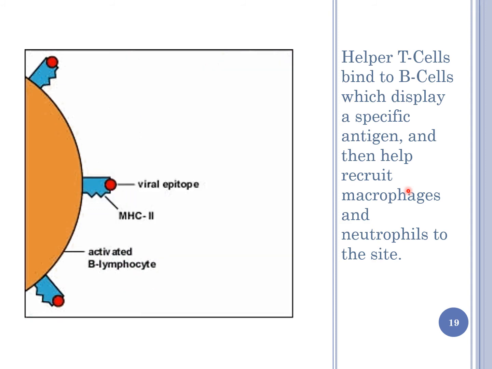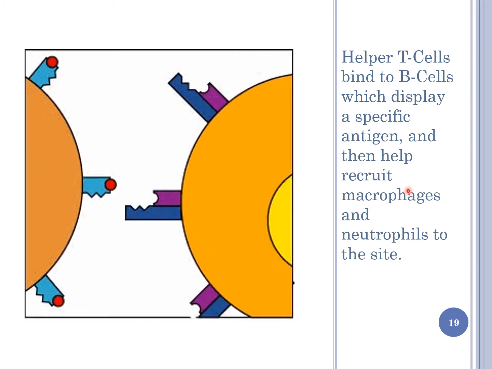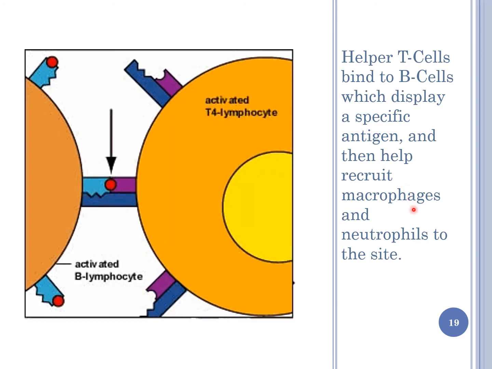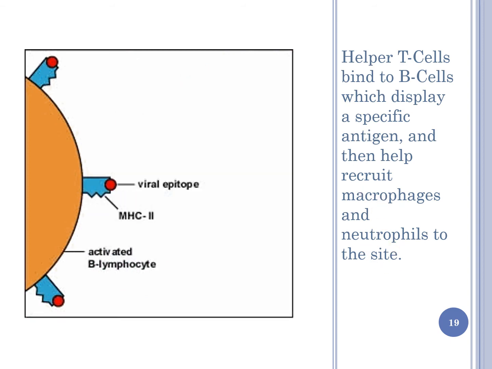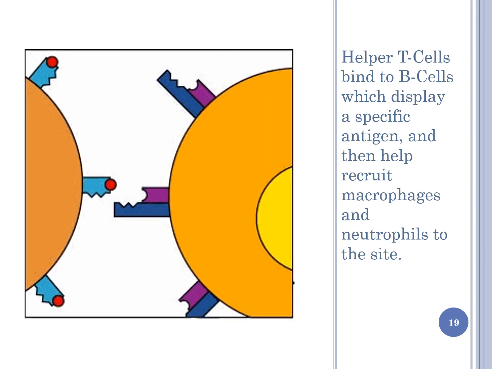Keyword is they're helping out, versus the suppressor T cells are suppressing. They're saying, hey, B cells, stop. But the helper T cells are saying, hey, we got some other people here that can help us. We've got macrophages, neutrophils, and all of this is going to help with the immune system. So it's a type of cross-helping that happens.